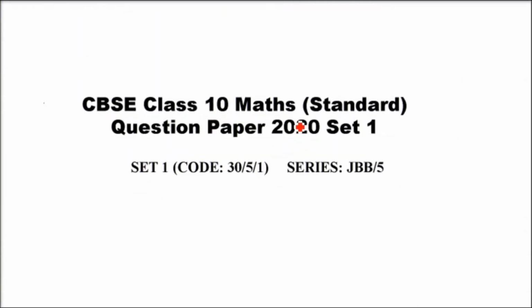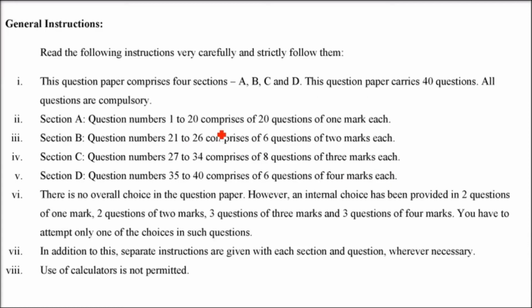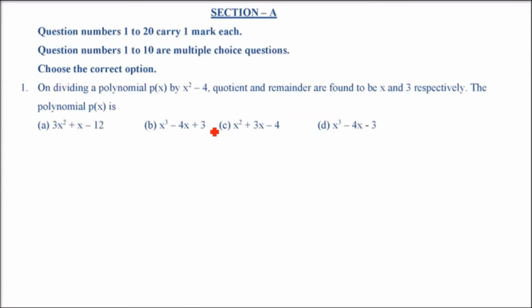CBSE Class 10 Maths Question Paper 2020. We are going to see the solution of this. This is the set number, code and series number. These are general instructions for the board examination paper of mathematics. Calculators are not allowed. So this is Section A, 1 mark each.